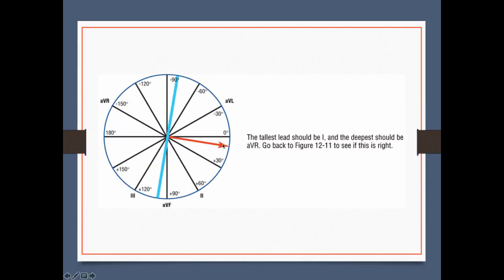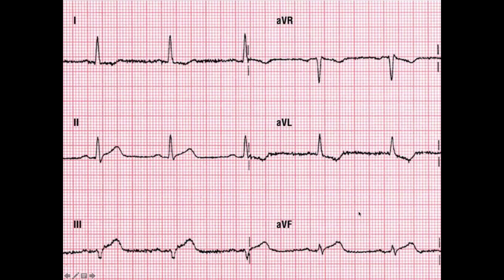Well, looking at this, which is the closest? Lead 1 is right here at 0 degrees. Lead 1 should be the tallest. If we go backwards from the arrow, AVR should be the deepest. So lead 1 should be tallest and AVR should be the deepest, and lead 1 is indeed the tallest of all our limb leads, and AVR is indeed the most negative of all of our limb leads.